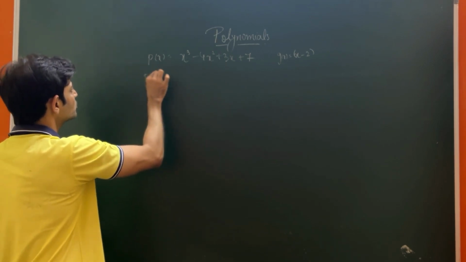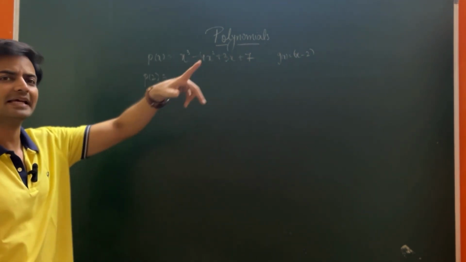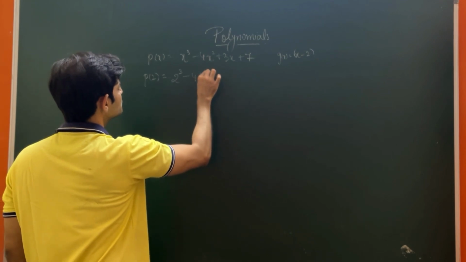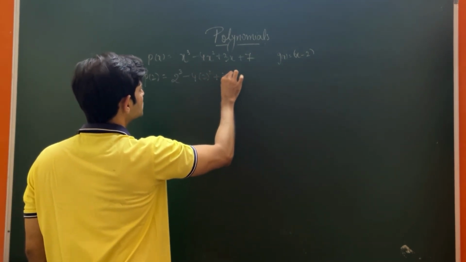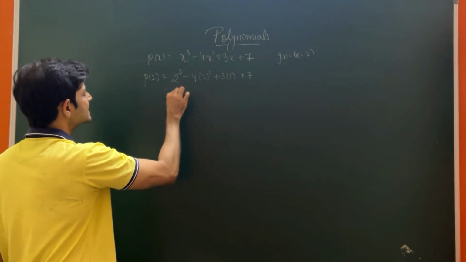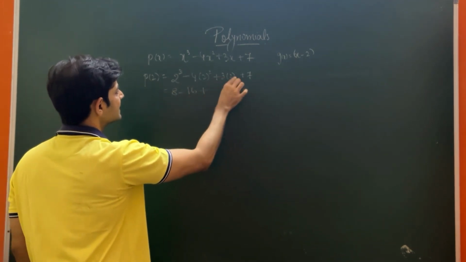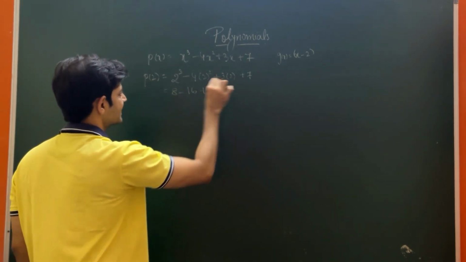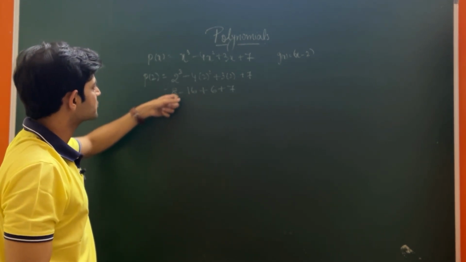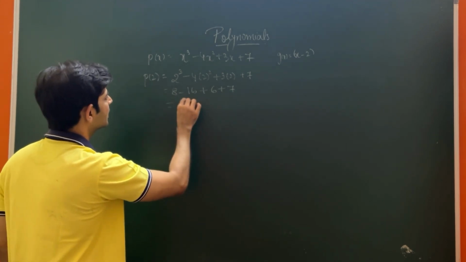So p of 2 is equal to, wherever I have x here, I will replace that with 2. So it will be 2 cube minus 4 into 2 square plus 3 into 2 plus 7. So it will be 8 minus, 2 square is 4, 4 into 4 is 16, plus 6 plus 7. So this will be minus 10, this will be minus 2. So this entire thing will be 5.